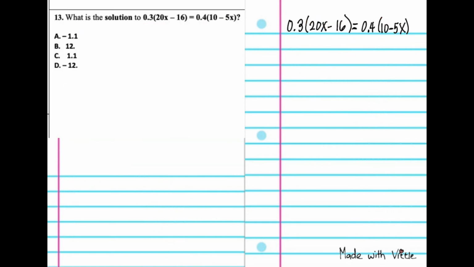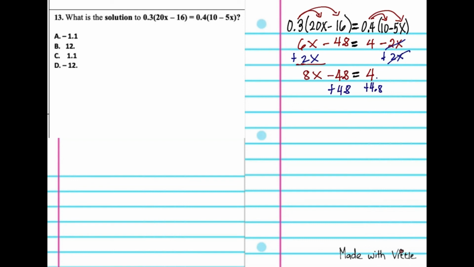The last item on your study guide: 0.3 times 20x minus 16 equals 0.4 times 10 minus 5x. Now divide both sides by 8.